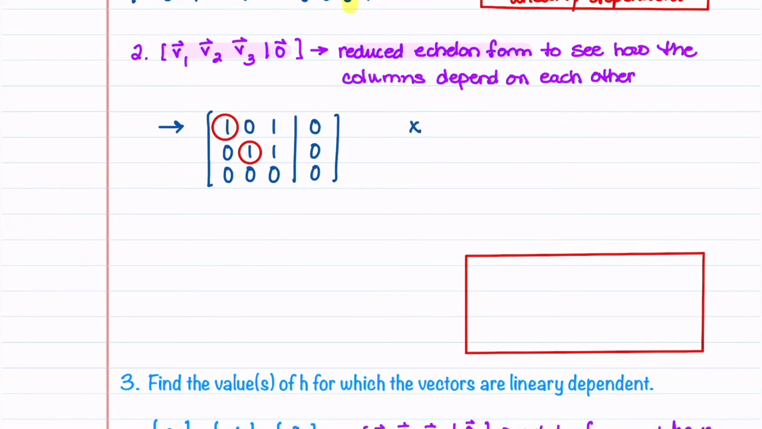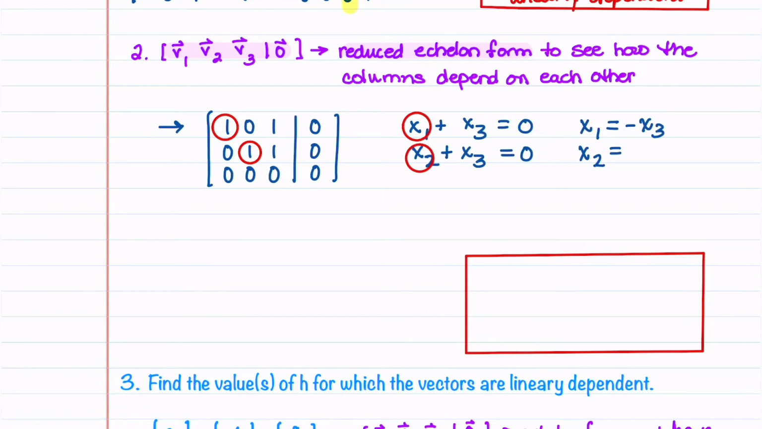We get x1 plus x3 is equal to 0. And then we get x2 plus x3 is equal to 0. Solving for our pivot variables, we get x1 is minus x3, and then we get x2 is also minus x3.